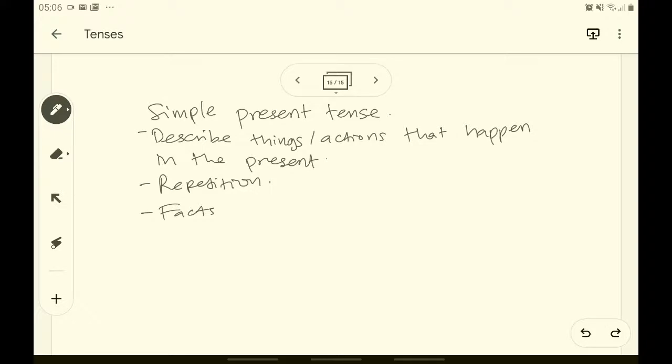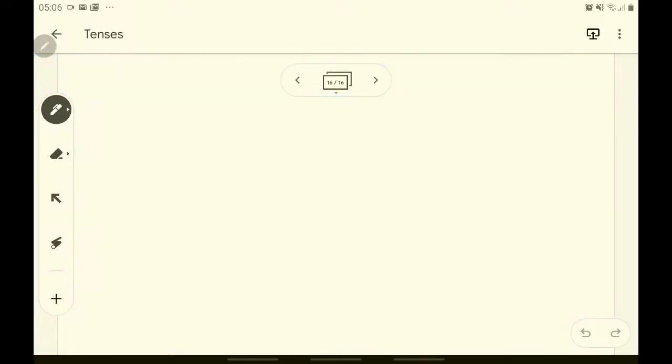Okay, so there are actually rules for this. In order for you to use simple present tense, you have to know the subject first.